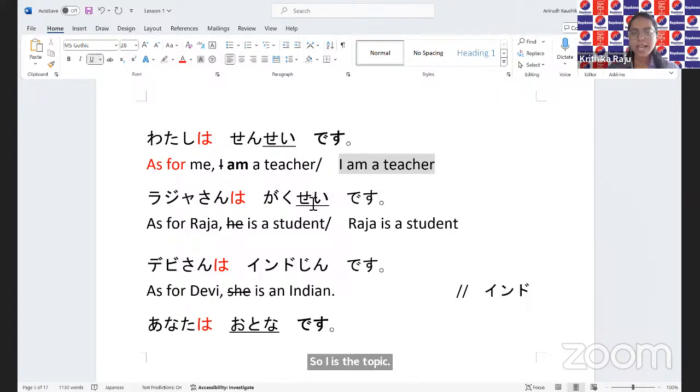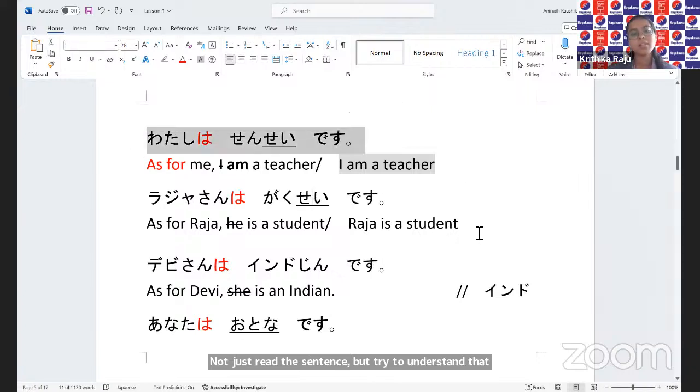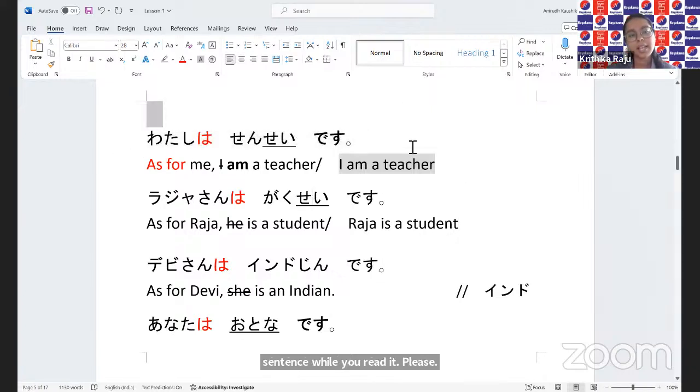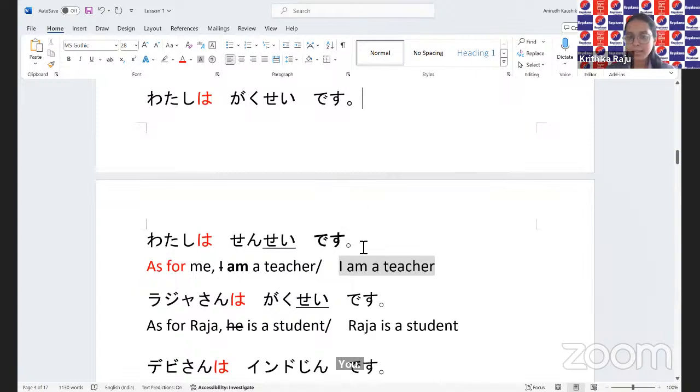Okay. So as for me, I am a teacher. Can I have everybody not just read the sentence, but try to understand that sentence while you read it, please? Watashi wa sensei desu. Yes. Okay. So the first two things about your introduction are taken care of.